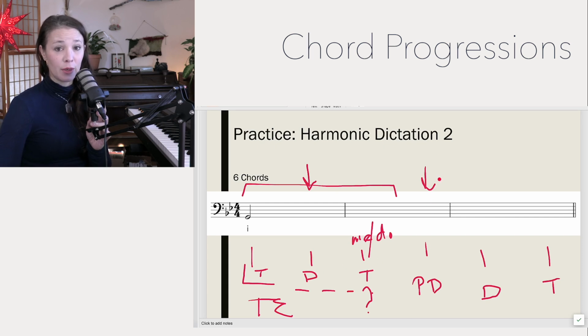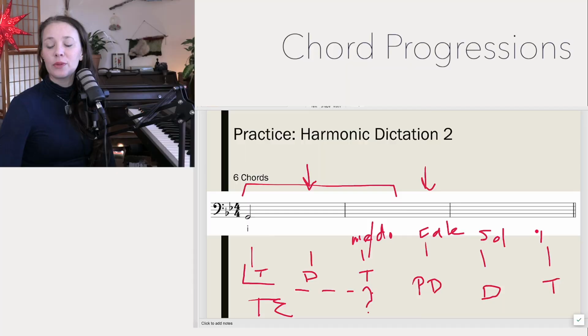Predominant has to be Re, Fa, or Le. Actually, it can't be Re. It's either Fa or Le, right? Because we don't have a diminished 2 chord in root position in minor. So this is Fa or Le. And then this has to be Sol, and this has to be Do.